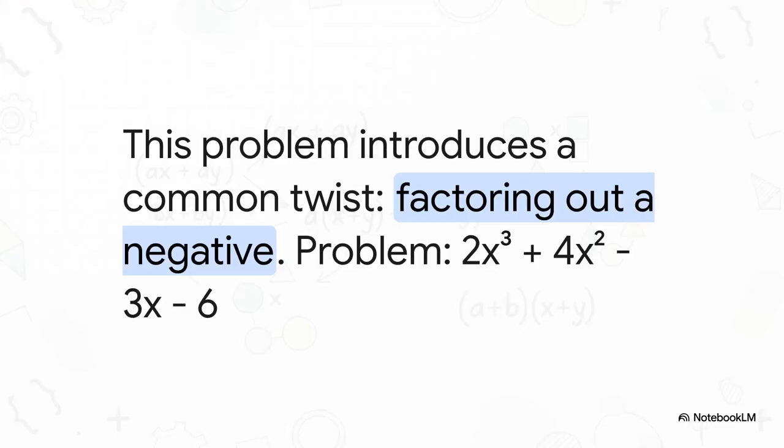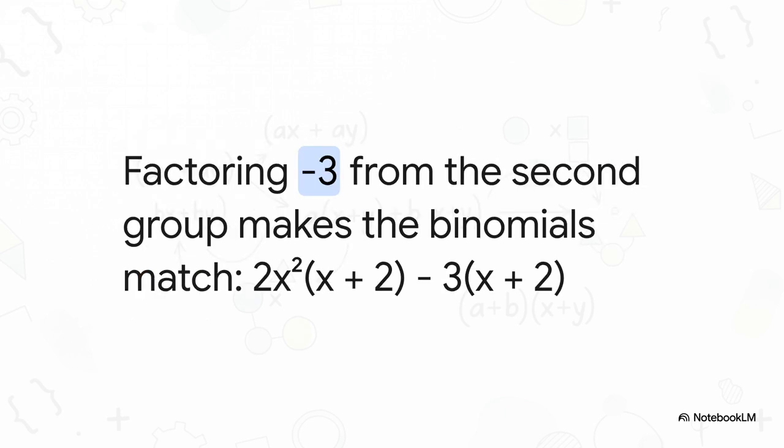Our next example has a really common twist. We've got to deal with some negatives. Let's take a look at 2x cubed plus 4x squared minus 3x minus 6. Okay, we group it and we factor the GCFs. The first group's easy enough. We pull out a 2x squared and we're left with x plus 2. But now look closely at that second group, minus 3x minus 6.